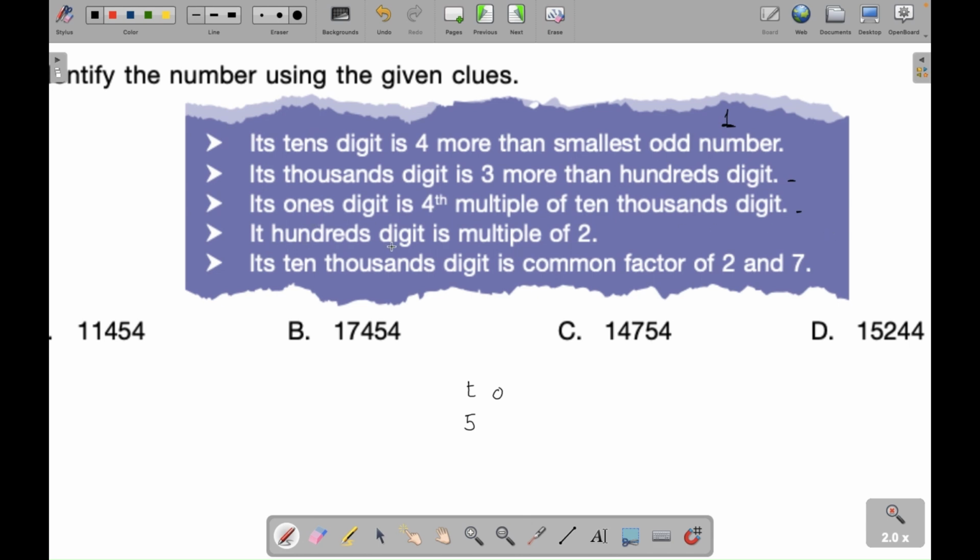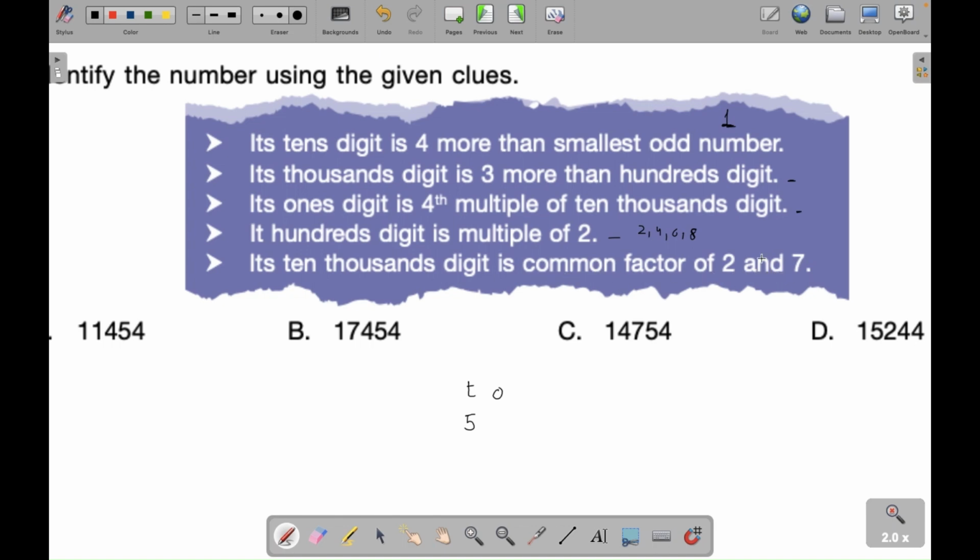Its hundreds digit is a multiple of 2. Again, multiples of 2 can be many. It can be 2, it can be 4, it can be 6, it can be 8. So we cannot say what that number is, but it can be one among these. Its 10,000 digit is a common factor of 2 and 7.